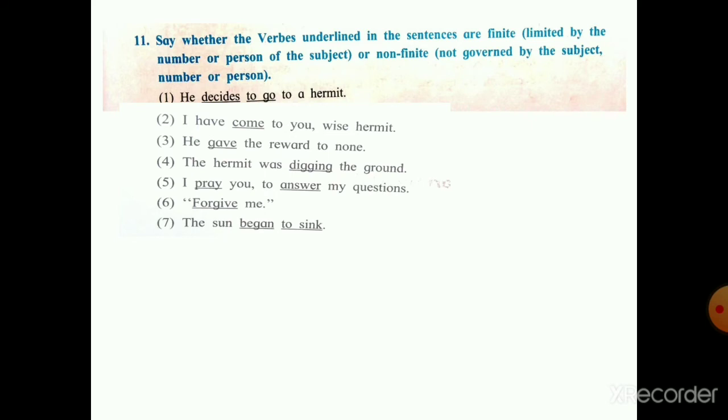So let's see the first sentence: he decided to go to a hermit. So decided is the finite verb and to go is the non-finite, because decide, अगर हमने इसका टेंस चेंज कर दिया तो डिसाइडेड बन जाएगा, लेकिन टू गो वैसे ही रहेगा. सो गो जो है नॉन फाइनाइट है लेकिन डिसाइड्स फाइनाइट है. In the second sentence, I have come to you wise hermit. सो कम जो है तो उसको हमने अगर चेंज कर दिया टेंस तो वहाँ पे कम का केम बन जाएगा, इसलिए वो फाइनाइट है.